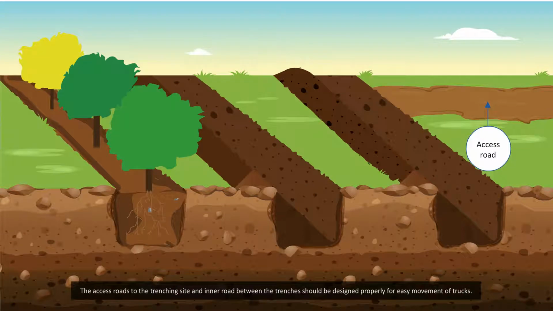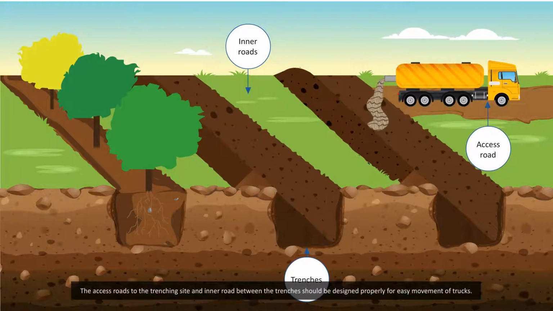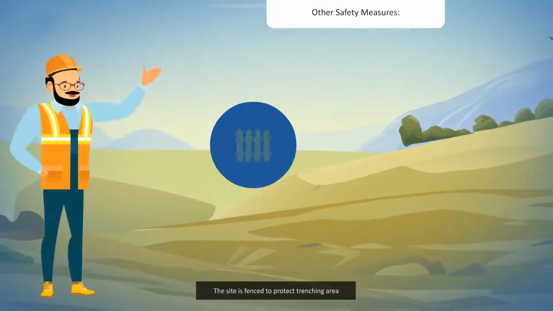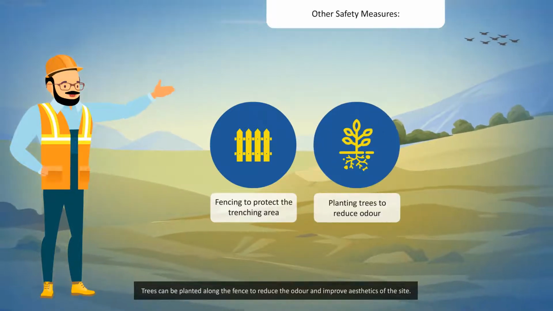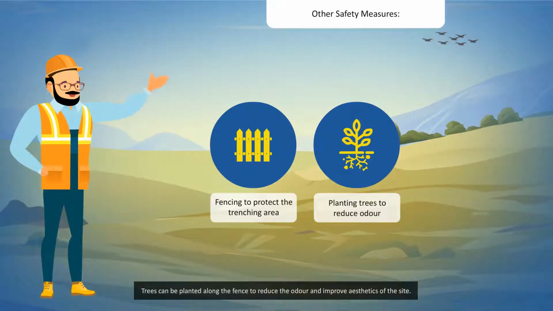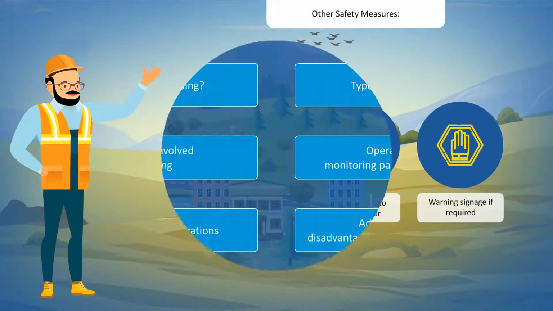The access roads to the trenching site and the inner road between the trenches should be designed properly for easy movement of trucks. The site is fenced to protect the trenching area. Trees can be planted along the fence to reduce the odor and improve aesthetics of the site. Warning signage can be placed appropriately.